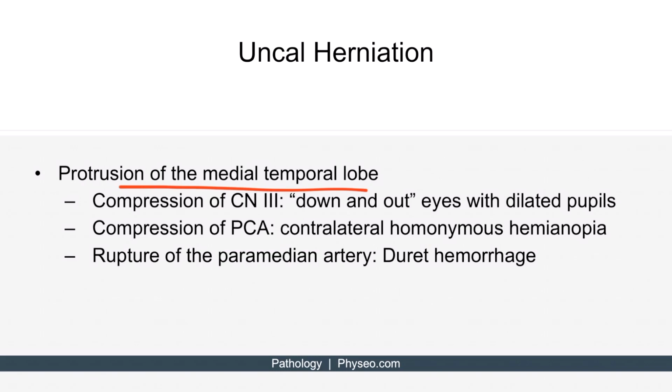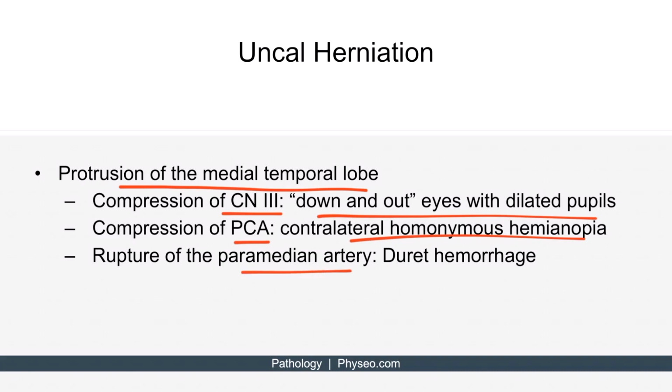For example, when the oculomotor nerve is compressed, or cranial nerve 3, the patient's eyes may move down and out with dilated pupils. When the PCA is compressed, a contralateral homonymous hemianopia may be present. We cover this in more detail in our neurophysiology video about ophthalmology, so be sure to watch that if you want a refresher. Finally, uncal herniation can also rupture the paramedian artery, which arises from the basilar artery.